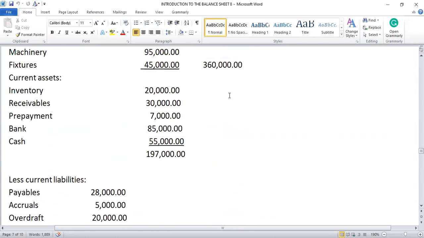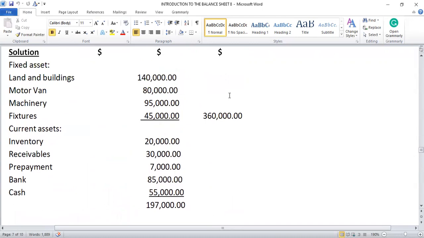First, how do you prepare a balance sheet? You take up all your fixed assets. These are the fixed assets. You add it up. It comprises land and buildings, $140,000, motor van, $80,000, machinery, $95,000, fixtures, $45,000. You add it up, you get $360,000. Then you take all your current assets, which is this: inventory, $20,000, receivables, $30,000, prepayment, $7,000, bank, $85,000, cash, $55,000. You add it up, you get this figure.